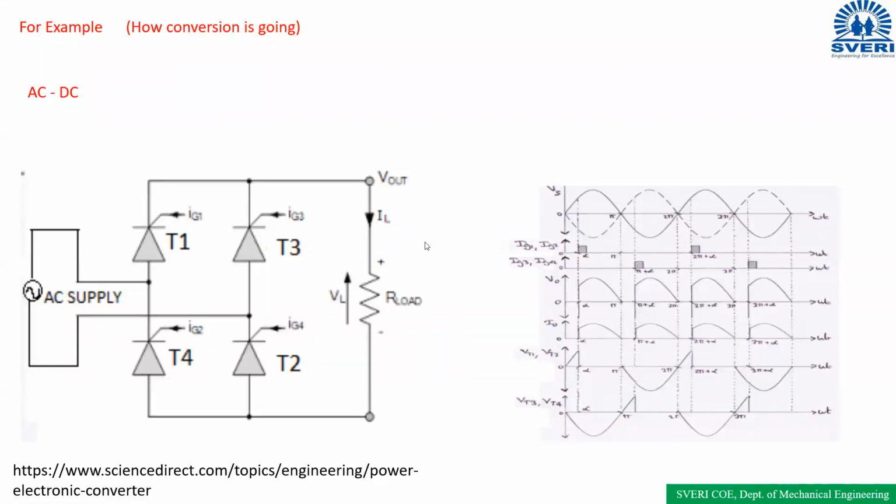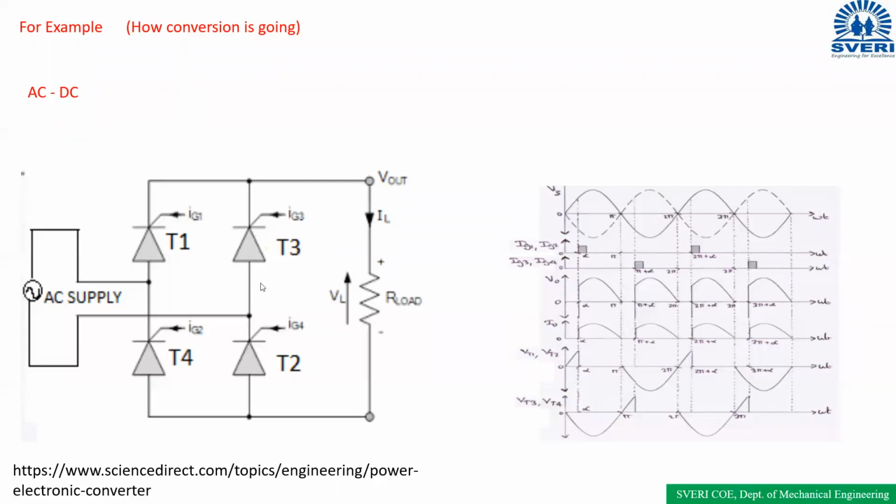This is just for a brief idea. I have given this diagram to show how the AC to DC conversion is going on, because the mechanical students are not studying all these concepts. Here is the converter circuit. Here we are using thyristors T1, T2, T3, T4. These are the power semiconductor devices. So this is the converter circuit, and this is the AC supply. So how will it convert to DC?